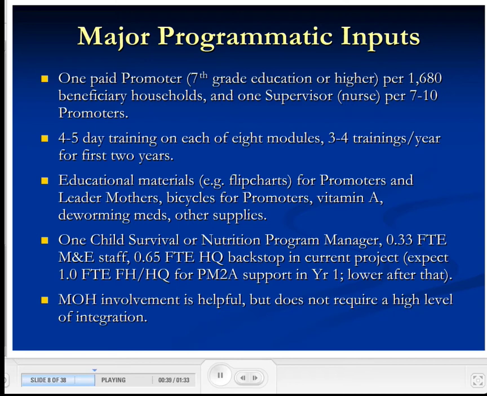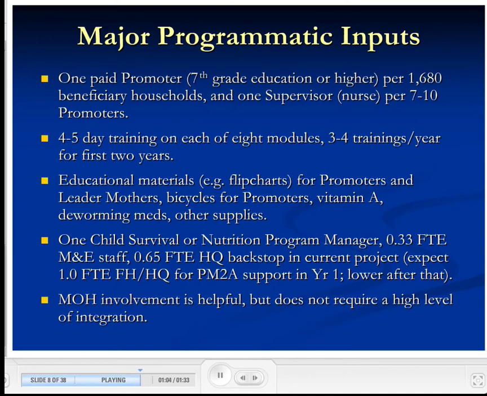You need educational materials, especially flip charts, for both the promoters and the leader mothers. You need bicycles or some form of transportation for your promoters usually. Sometimes we've used half-time promoters who cover a smaller area and been able to decrease the need for transportation. Vitamin A, deworming meds, and other supplies are often used with this model as well.